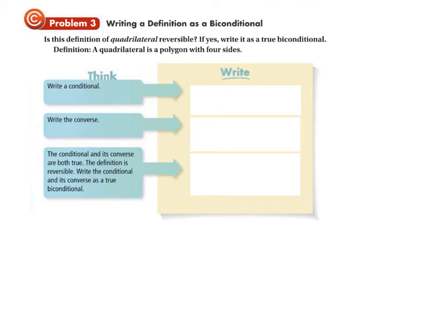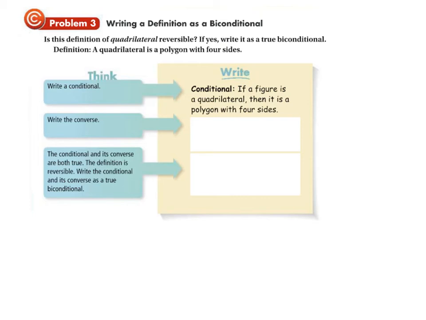Okay, so if we write it as a conditional, we get, if a figure is a quadrilateral, then it is a polygon with 4 sides. Okay, notice the word changes that they needed to make in order to make it make sense. They put if a figure. Don't just say if it is a quadrilateral, but be a little bit more precise that we're talking about figures here. Then it is a polygon with 4 sides.